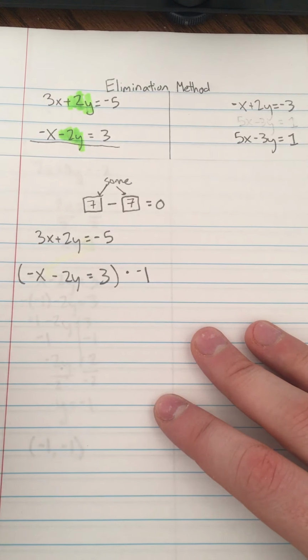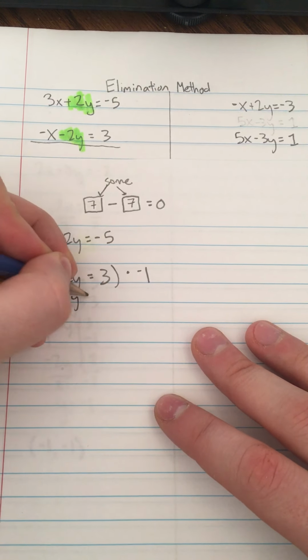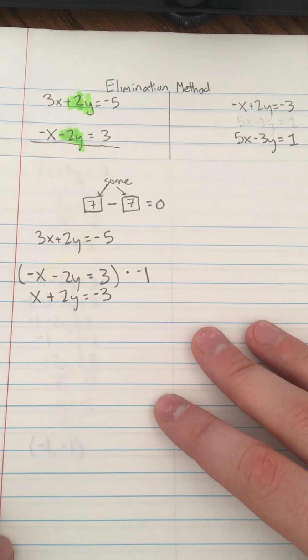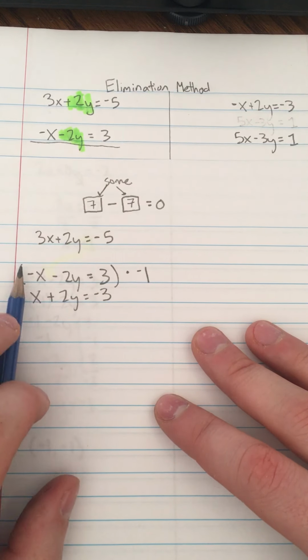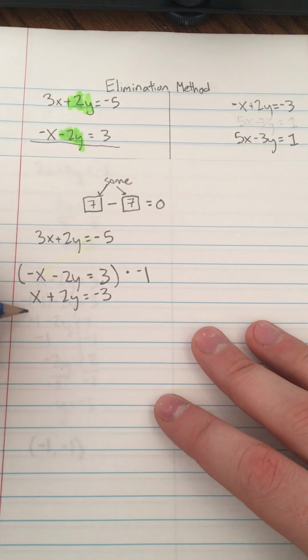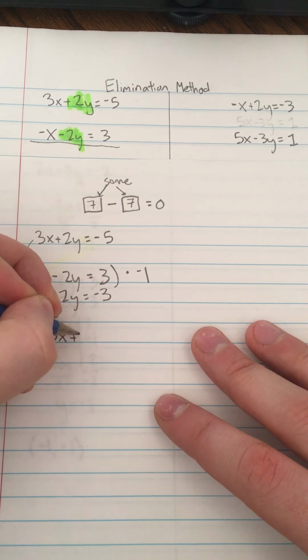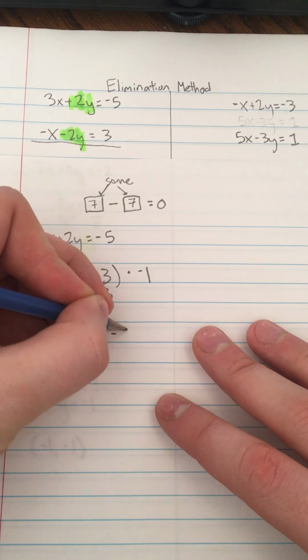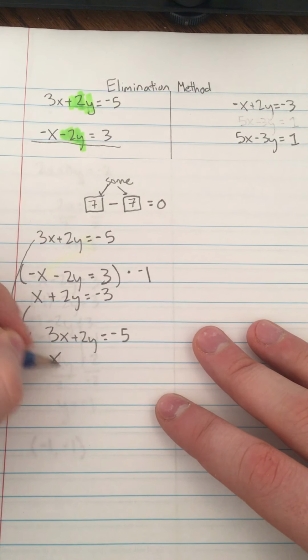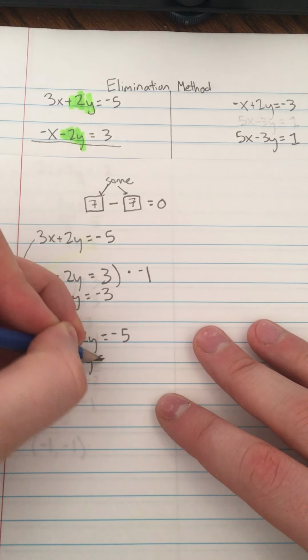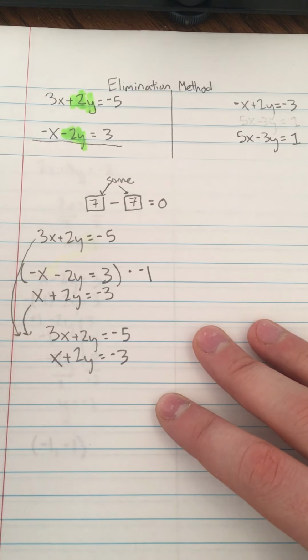So I multiply this whole equation by negative 1. The new equation would be x plus 2y equals negative 3. And from here, we can still do the same process, but instead of up here where we're adding, we're now going to be subtracting. So I'm going to rewrite the equations down here. So I have these two equations. I'm going to rewrite them down here. So we have 3x plus 2y equals -5, and x plus 2y equals -3. I'll redraw this arrow.